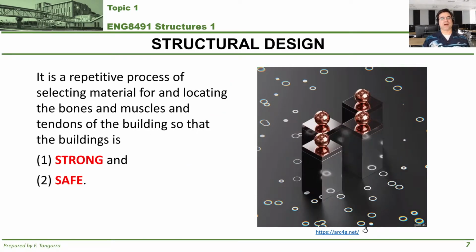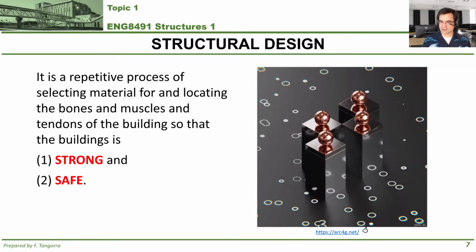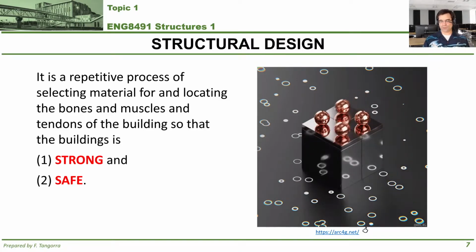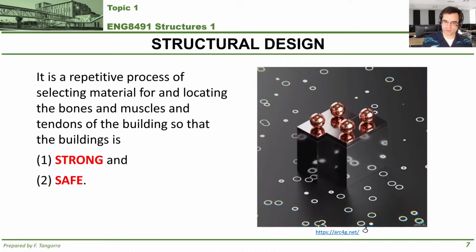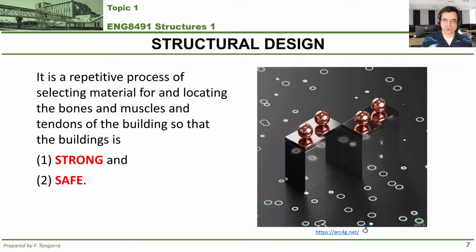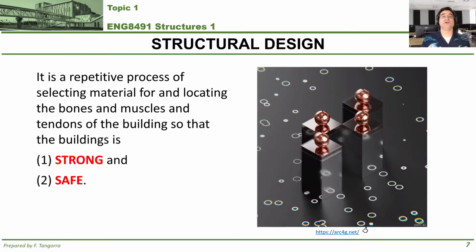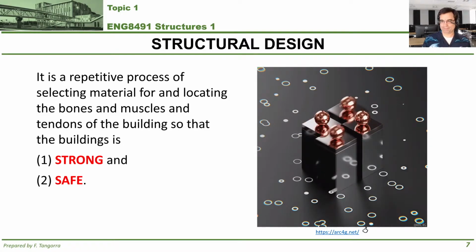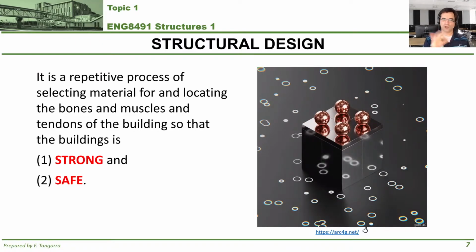Okay? I view structural design as that repetitive process where the structural engineer, whether the single human or the team of humans, repeat this process of first selecting the material of which the structure must be made of, and then locating the bones, the muscles, and the tendons of a building, and then sizing those bones and muscles and tendons of that building so that once they're in place and assembled, the building is strong and safe. That's my definition, okay? Not too much jargon.